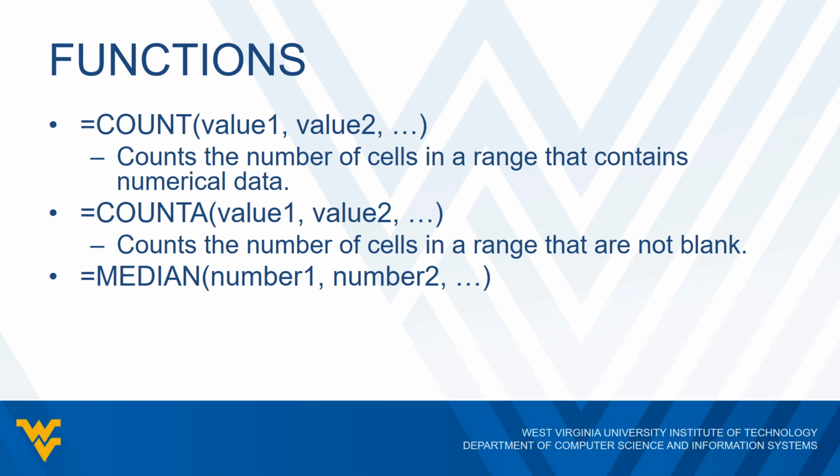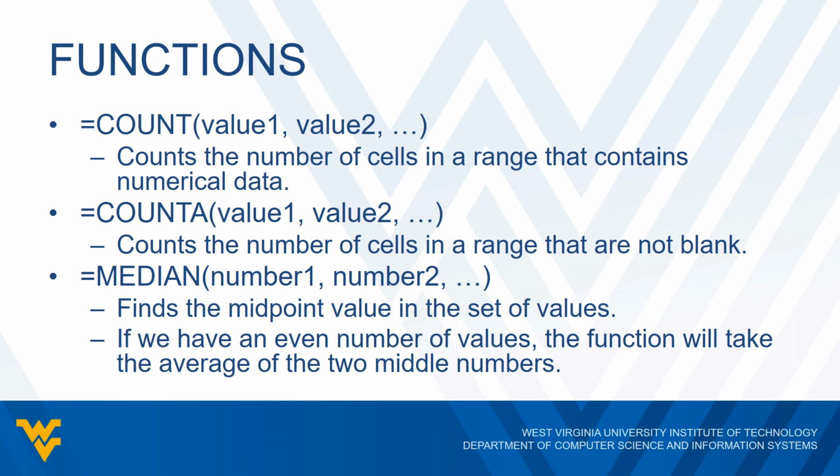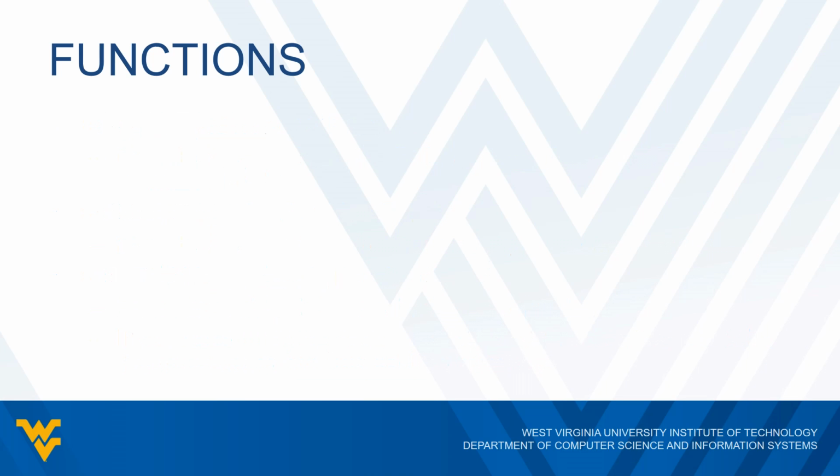We also have the median function, and this will find the midpoint value in the set of values. So it's going to find the median of the list of numbers, the middle number, if this were in some order. Now, if we happen to have an even number of values, the function will actually take the average of the two middle numbers. Because if we have an odd number of values, there's only going to be one and only one middle number. But if we have an even number of values in our list, then it'll just get the average of what would be considered the two middle values.